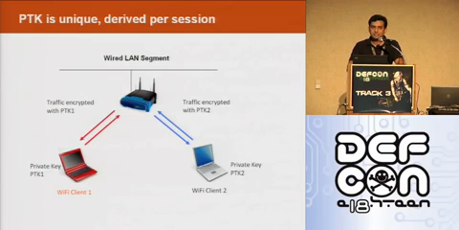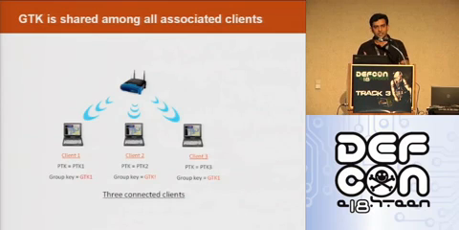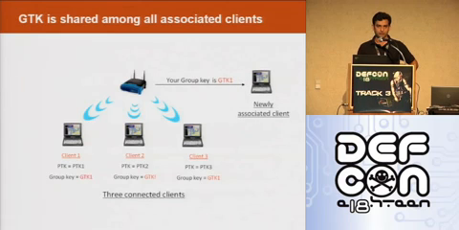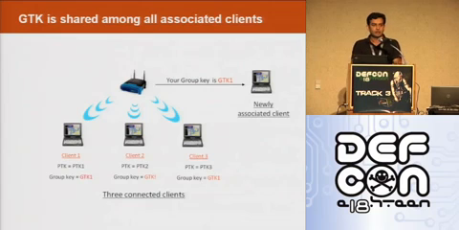But GTK is a shared key. It is shared among all associated client devices. And it is actually managed by the access point. So whenever a client connects to the access point, it receives a copy of GTK from the access point. Okay? So at any point in time, all associated clients are going to have the same copy of GTK. Now, I said GTK is used to protect broadcast traffic or multicast traffic.